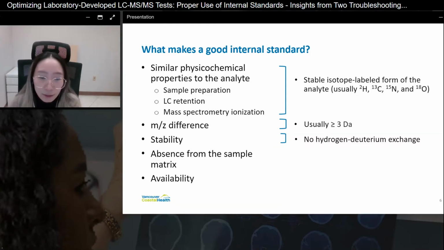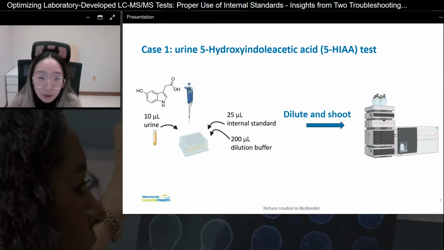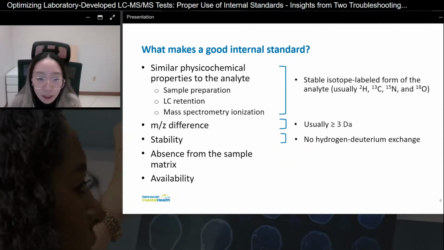And then we also need to confirm there is no endogenous compound interfering with the internal standard. Also, we want to choose a vendor that can provide a consistent supply for method development and routine testing.